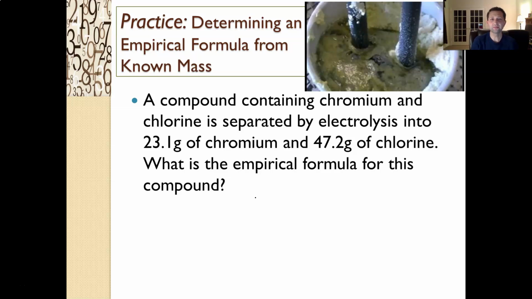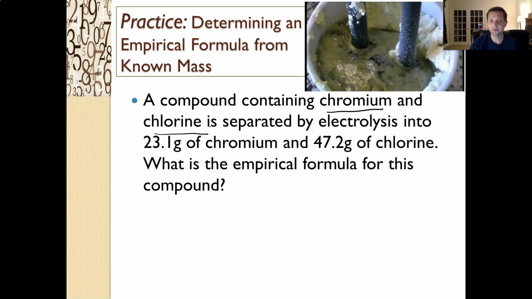So how do we determine an empirical formula from masses? We're going to do a couple lab simulations or even some real labs where we actually do stuff like this and figure out empirical formulas from some data. So a compound containing chromium and chlorine. Okay, so it tells us what our elements are. It's separated by electrolysis, which is a chemical means of separation, right? It's a flashback to the beginning of the course. Electrolysis separates compounds, a chemical method of separation. It separates it into 23.1 grams of chromium and 47.2 grams of chlorine. What's the empirical formula for the compound?